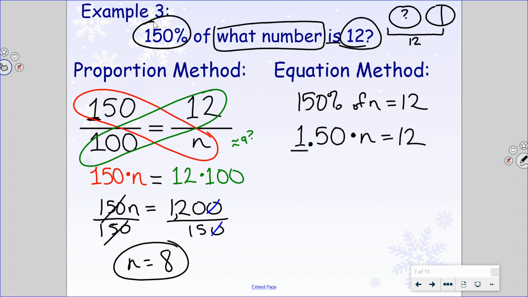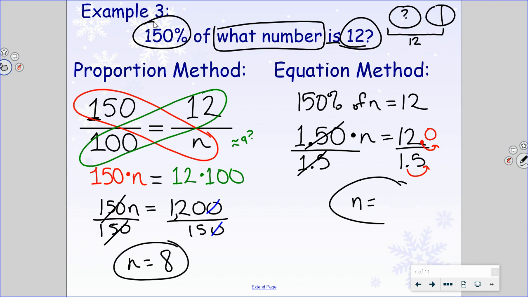So 1.5 times some number is equal to 12. Let's get rid of that 1.5. Naturally, we would change the divisor to a whole number, being fair to the dividend, and oh look, there we have it again, 150 divided by 15, which not surprisingly will be the same answer.